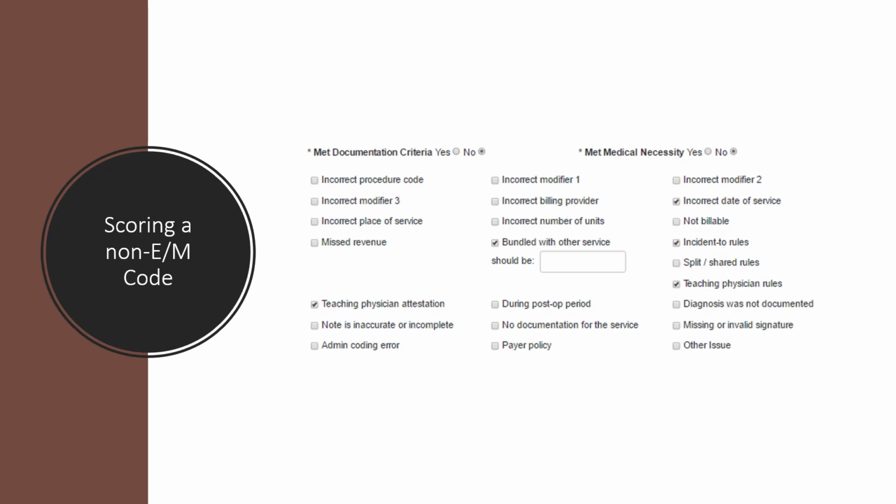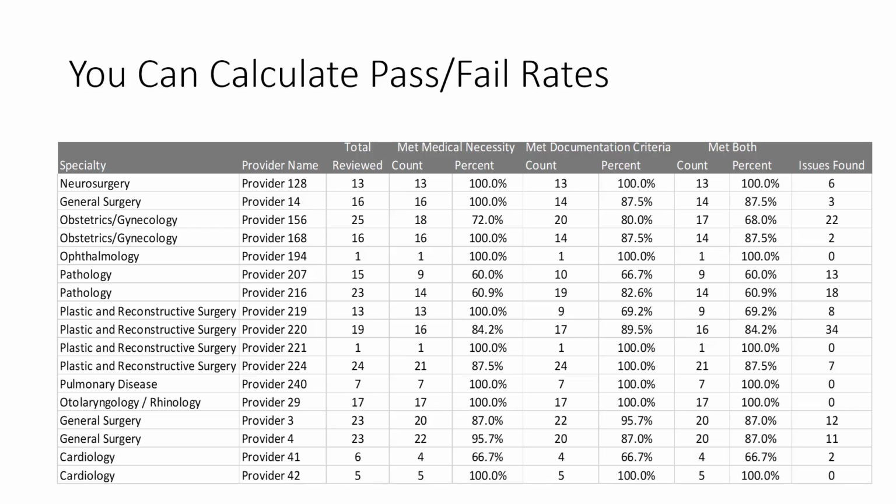If it's a non-E&M code, it's pretty much the same thing, except you're not going to have the key components, so it makes it a little faster and more efficient to go in and identify all these potential issues. And then what I do is I calculate the pass-fail rate. So for each provider, I look at the total number of charts or encounters that were reviewed, and I'm interested in two things. What was the pass rate on medical necessity? What was the pass rate on documentation criteria? And when you add it together, what was the pass rate for both? And then I want to know how many total issues I found for that particular specialty or that provider or whatever it is that I'm analyzing at the time.